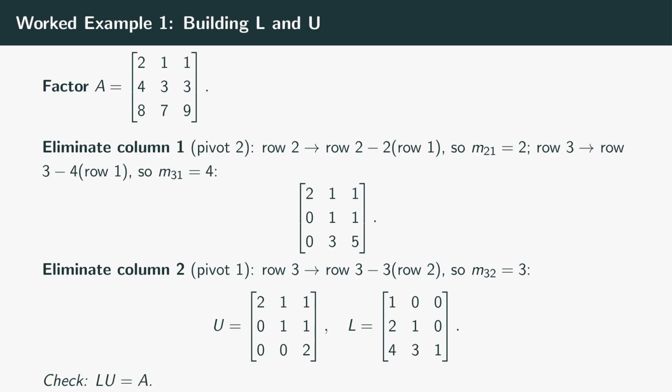The third row begins with 8, which is 4 times the pivot, so subtract 4 times the first row from the third. The multiplier m31 is 4.